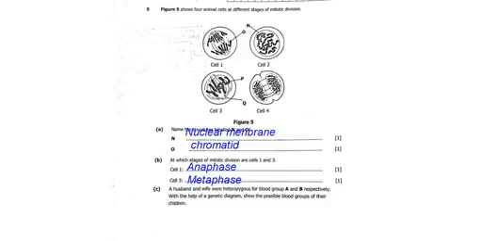So you can see question C reads, a husband and wife were heterozygous for blood groups A and B respectively. With the help of a genetic diagram, show the possible blood groups of their children. Alright, so here you must understand that this is a question coming from genetics. So how can you answer this question?